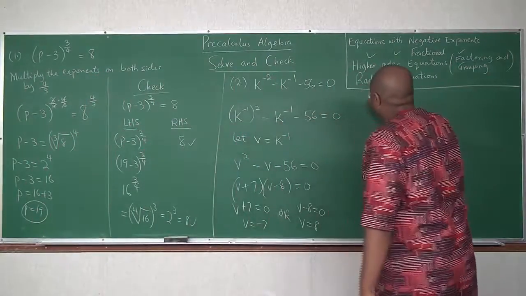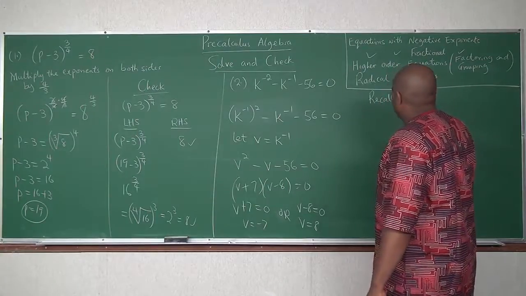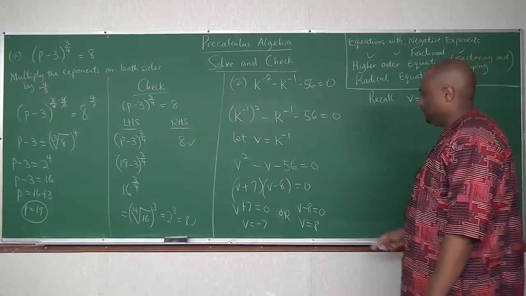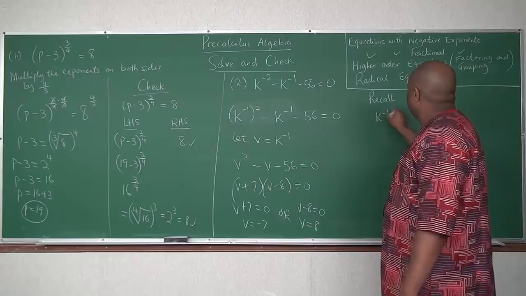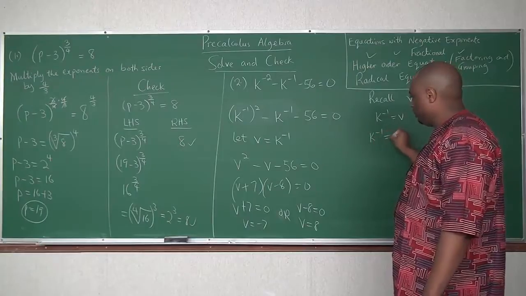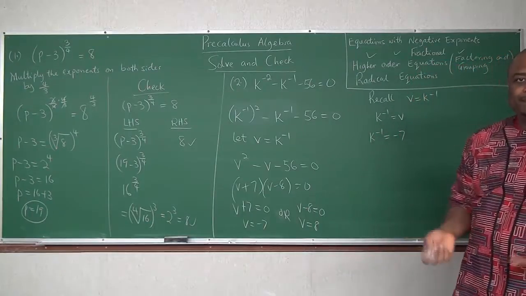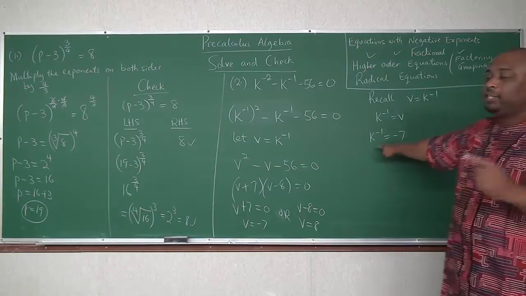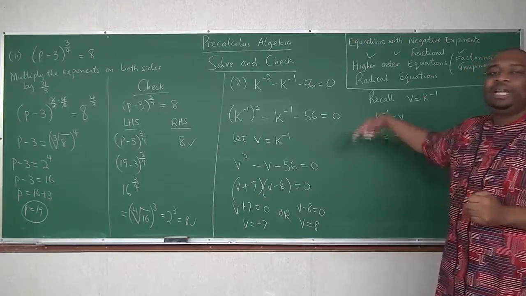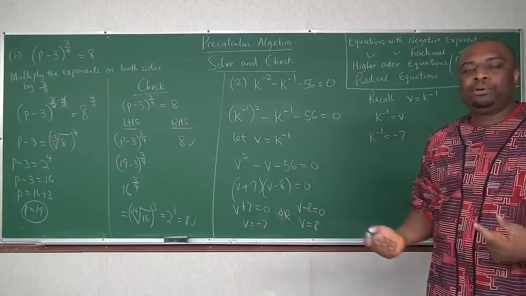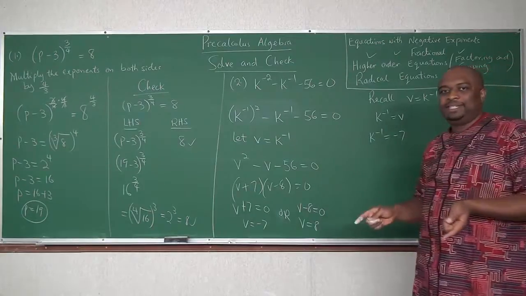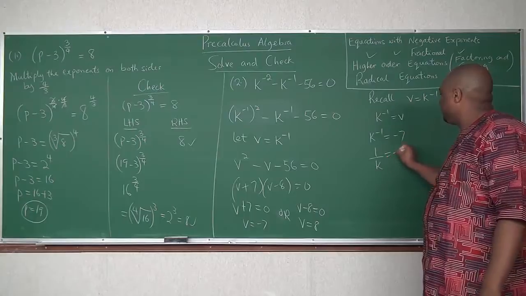Recall that you made a substitution here. So, recall that our v is k to the negative 1. This was the main equation. So, in this case, when our v is negative 7, k to the negative 1 will be negative 7. Are you with me? Do you understand? Now, from the laws of exponents, a base with a negative exponent is the reciprocal of the same base with the corresponding positive exponent, and vice versa, okay? So 1 over k is negative 7.